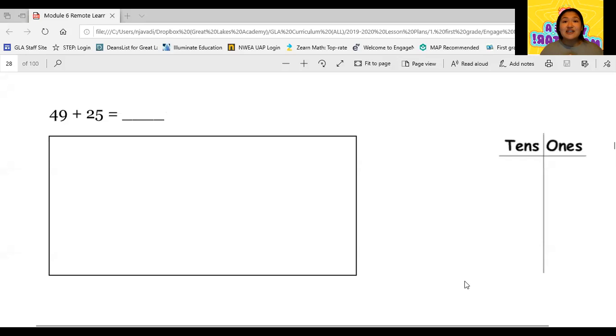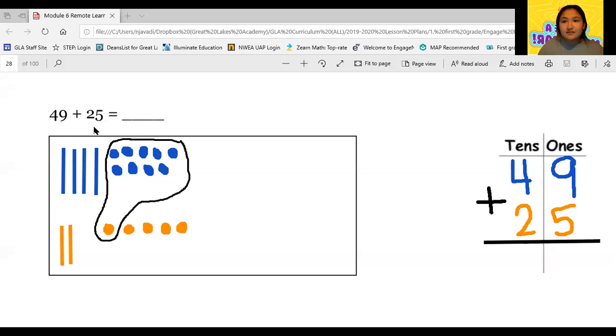Now it's starting to get tricky. Let's read together. 49 plus 25. Pause and solve on your own. Nice job setting up the problem on your own. Hopefully yours looks a lot like mine. Let's finish solving the problem together.